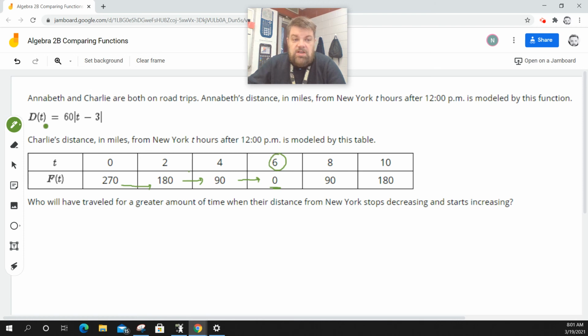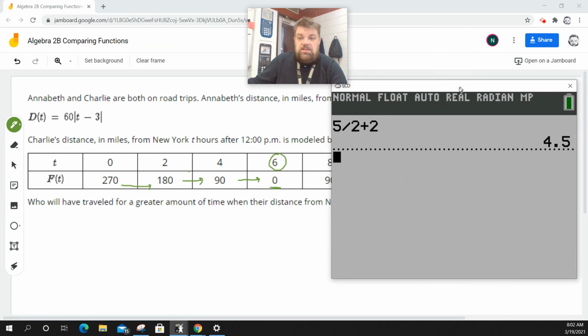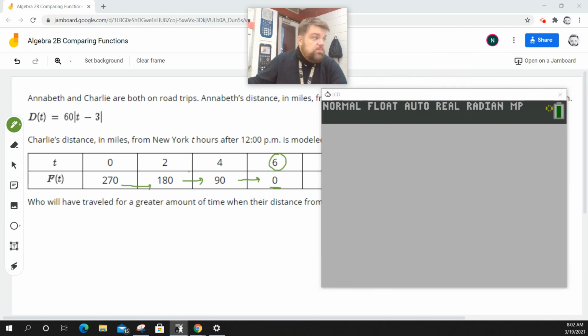So now I've got to plug in this equation and figure out how long it's going to take Annabelle to reach y equals 0. Really, what we're looking for are the x-intercepts. Although I could solve it, there are going to be two solutions because of the absolute value bracket. But let me turn on my calculator and we'll plug it in and see. I need to graph this.